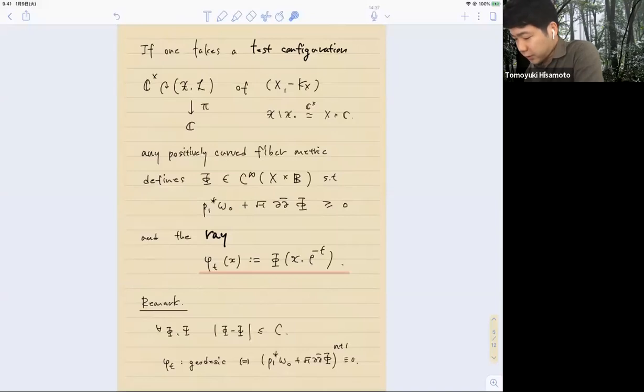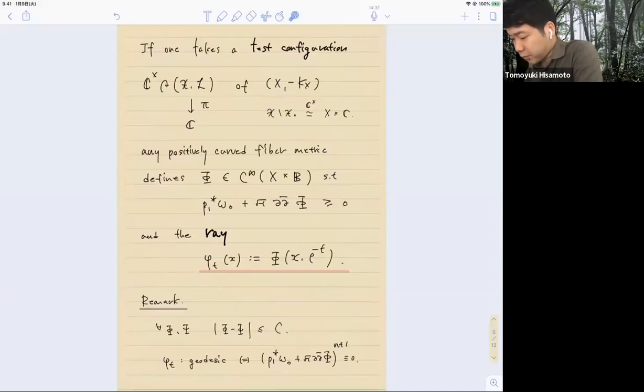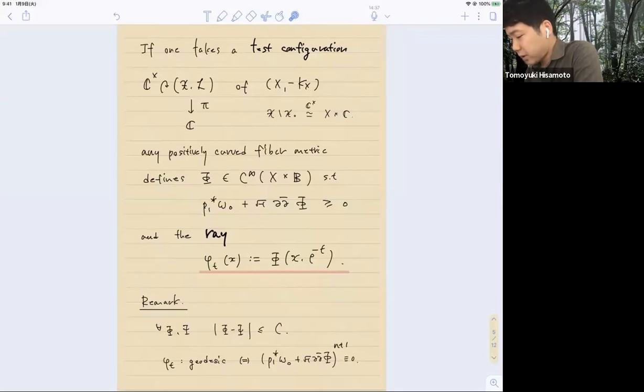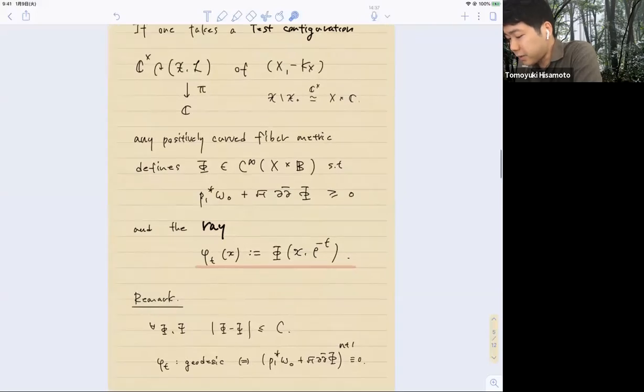So the choice of the fiber metric doesn't matter, because if you have two metrics phi and psi, then the difference of these two can be bounded uniformly in t. So if you take t large, the behavior of those functionals is independent of the choice of such fiber metrics.